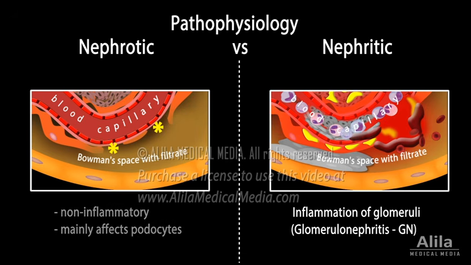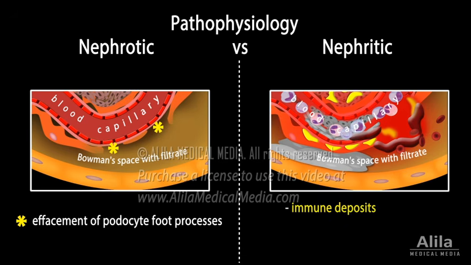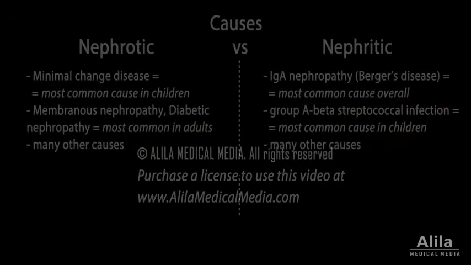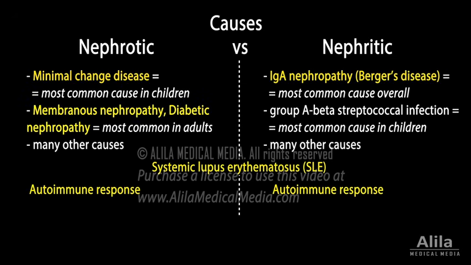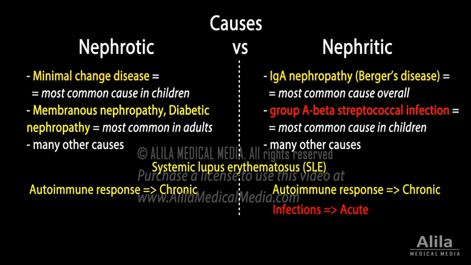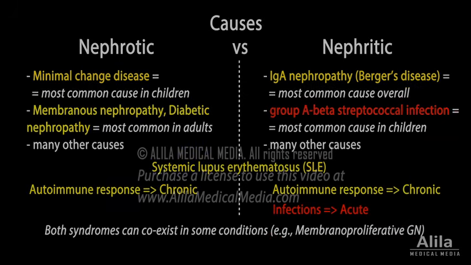Common microscopic findings include effacement of podocyte foot processes in nephrotic syndrome and immune deposits with or without proliferation in nephritic glomeruli. The two syndromes have different sets of causes, although some disorders such as lupus can cause both conditions. Autoimmune response underlies both groups of diseases, but infections have a significant share in the etiology of nephritic syndrome, responsible for its acute presentation. Nephrotic forms, on the other hand, are mainly chronic. Both syndromes can also coexist in some conditions.